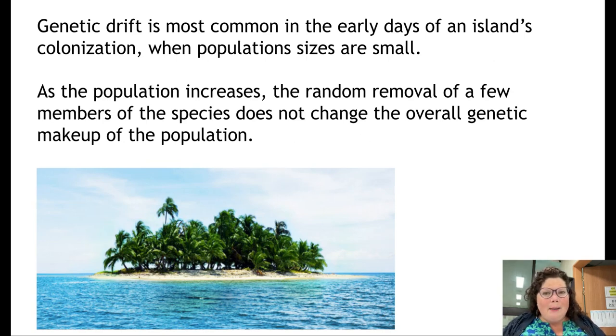Now, this is most common in the early days of an island's colonization because our populations are small. And when we have small populations, it's much easier to wipe out a few members that have certain genes. It's harder to do that when I have a larger population.